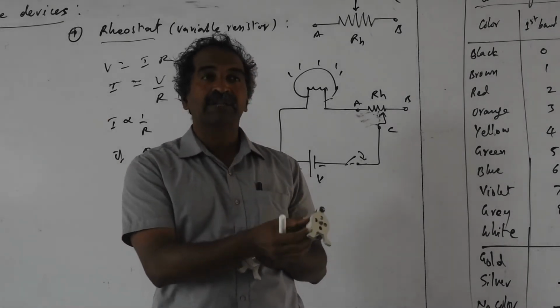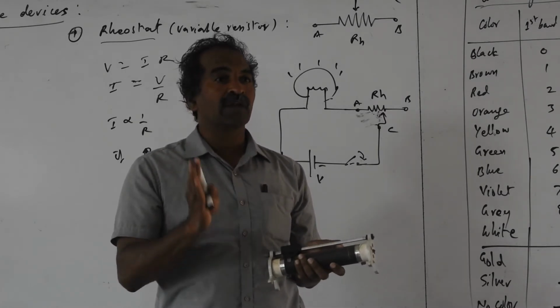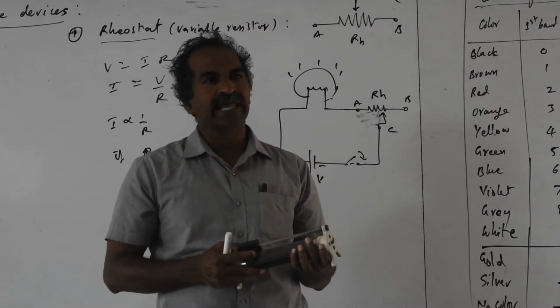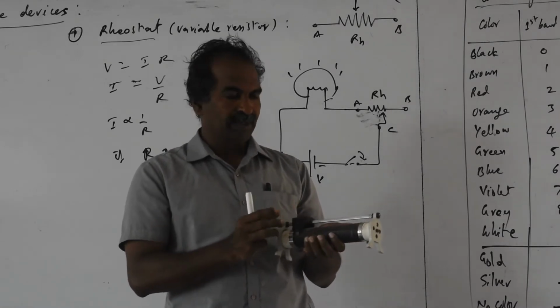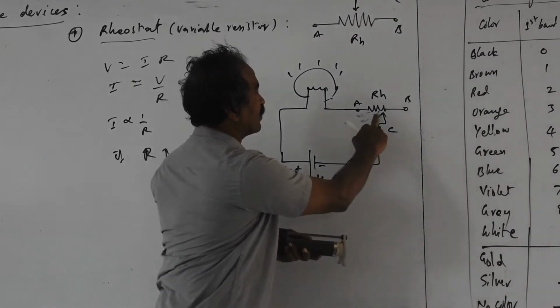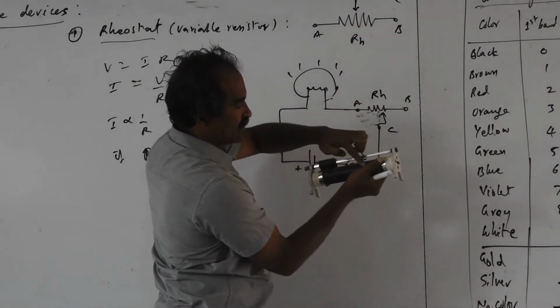The metals you have to prefer are manganin, constantan and nichrome, which have low alpha values. So generally manganin is used. Manganin is a costly material, nichrome is actually a cheap material, and manganin can be used for this purpose. Here, this wire is wound, and this is a tapping. The arrow we mentioned here is nothing but a tap. The tap connects this metal rod to this wire.